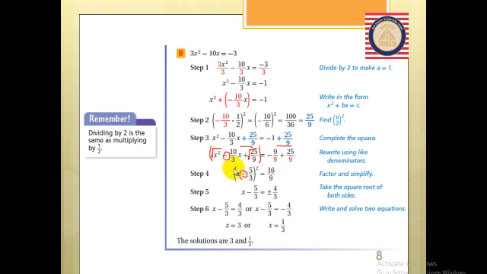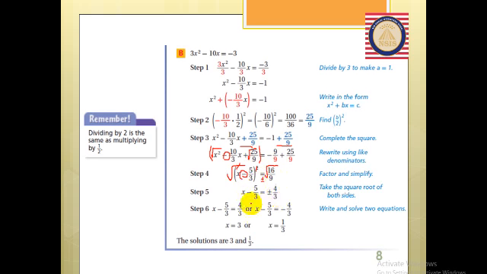Now I have here a square, and I'm going to solve it. How to solve it? We're going to get the square root here, and don't forget the plus and minus. The square root will cancel the power 2. So x minus 5 over 3 equals what? Plus or minus square root of 16 is 4, square root of 9 is 3.